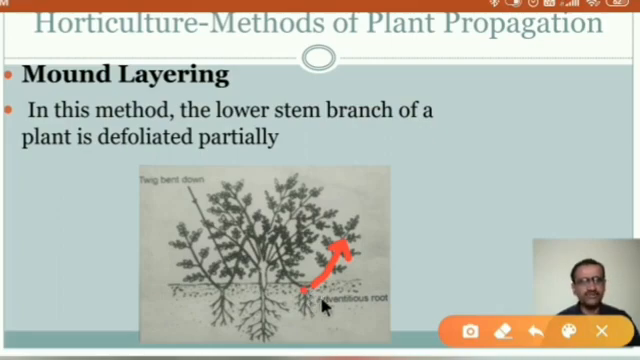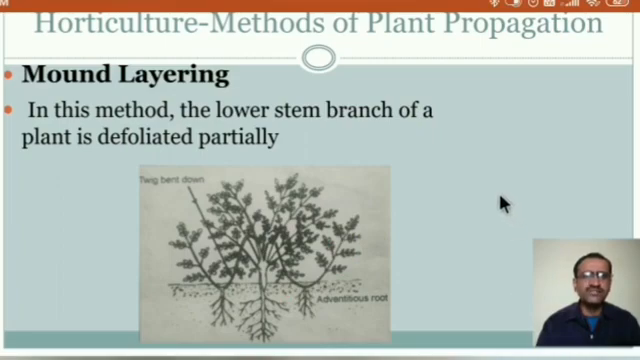In this way, after a few weeks, this plant grows as an independent plant. The technique of mound layering is practiced in various plants like jasmine, strawberry, grapevine and cherries. After a few weeks this main branch is cut from here and this plant grows as a new plant. This method is known as mound layering. This is the first part of our topic.